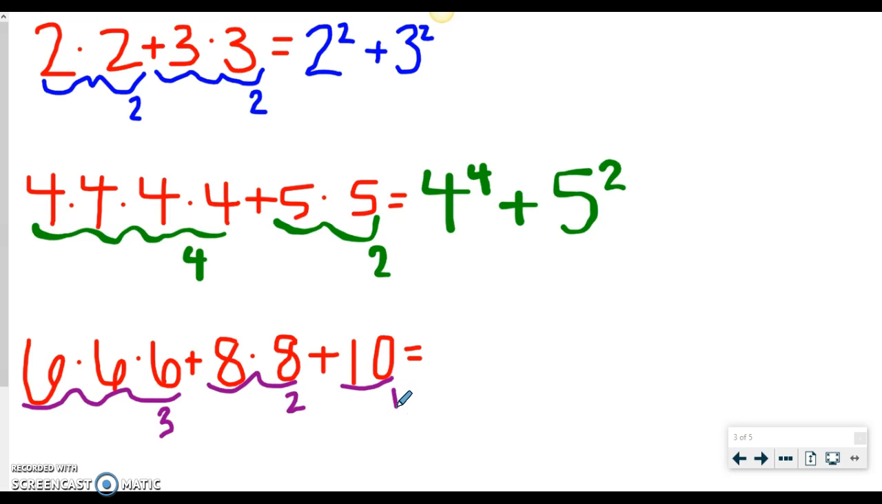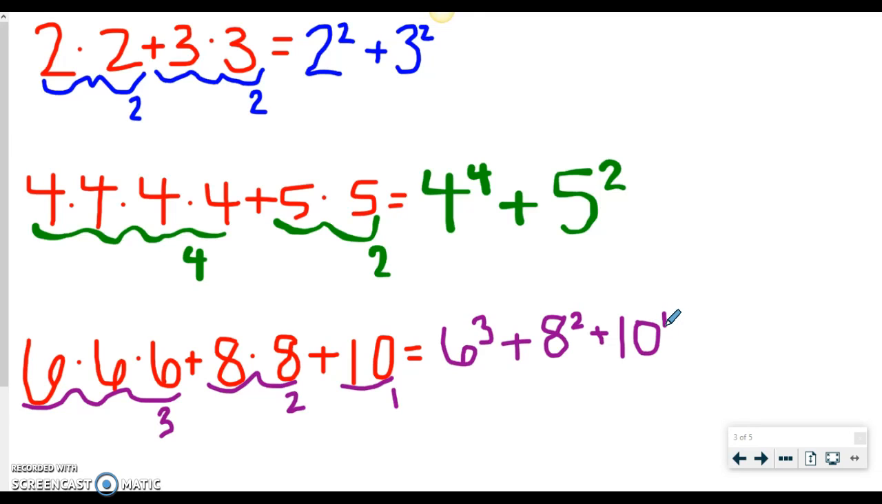Alright, so for the first part of the expression, I will keep the base number 6, and then I will raise it to the third power. And for the middle, I will keep the base number 8, and I will raise it to the second power. And for the last part of this expression, I will take the 10, which is the base number, and I will raise it to the first power.